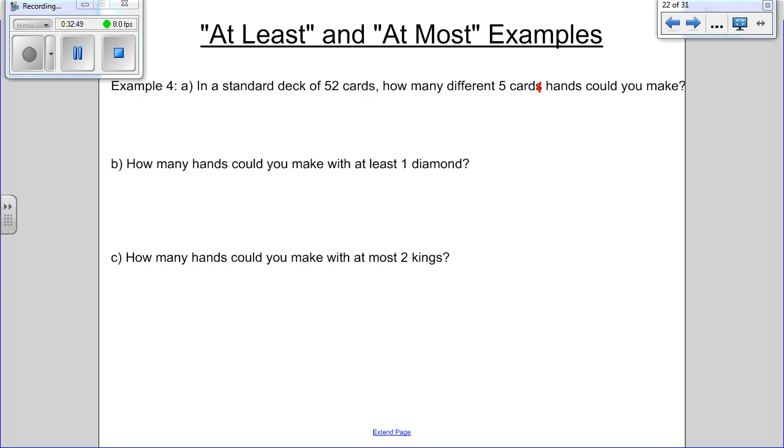I got 4 aces and a 3. I don't care if it went ace, ace, ace, ace, 3, or if it went 3, ace, ace, ace, ace. I got 4 aces and a 3. That's all that matters to me now. The order didn't matter. If the order doesn't matter, then I'm doing a combination.